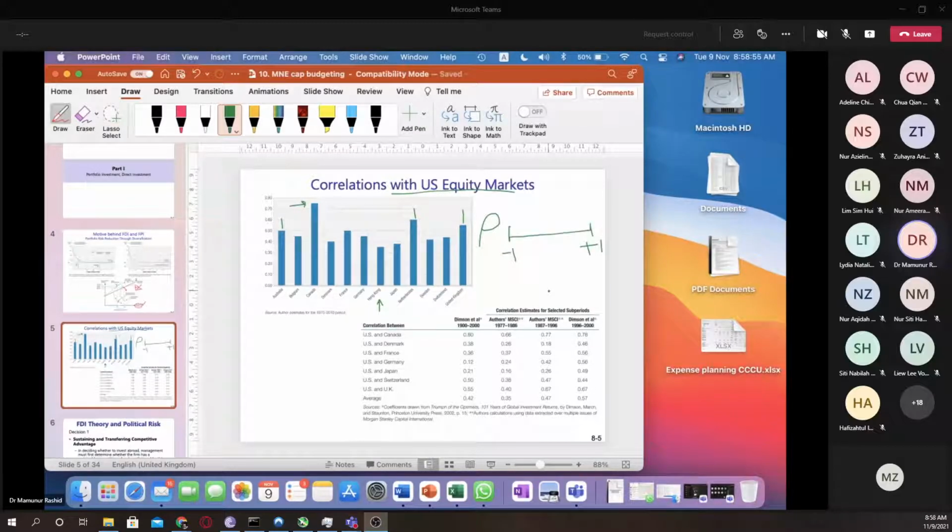Now in risk calculation, if your assets are positively correlated, that means you are taking too much risk. Okay, if your assets are positively correlated, your assets are risky. If your assets are negatively correlated, your assets are less risky. Let me give you an example.